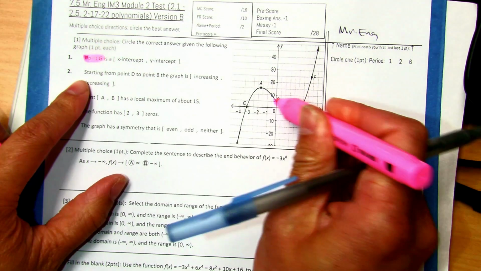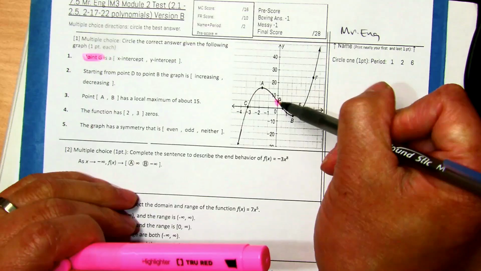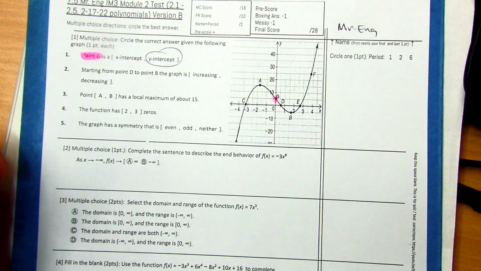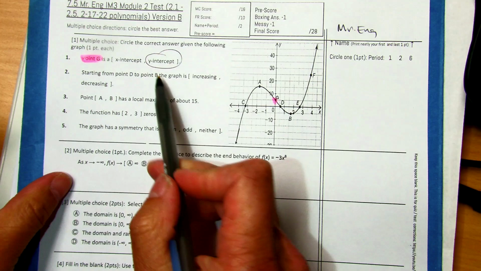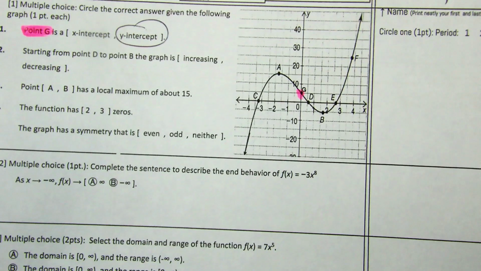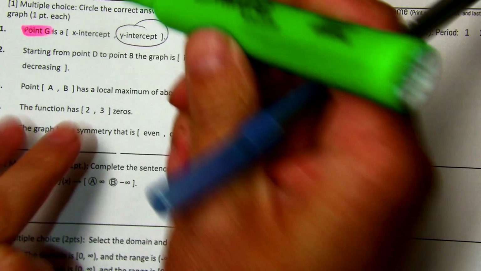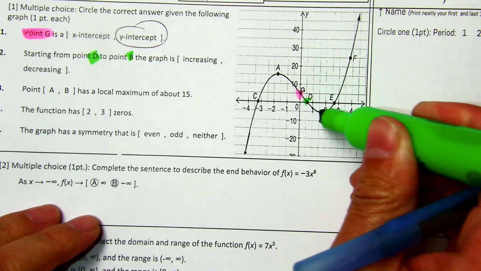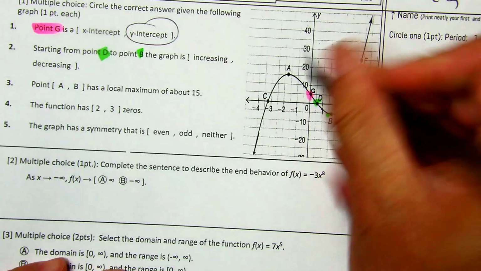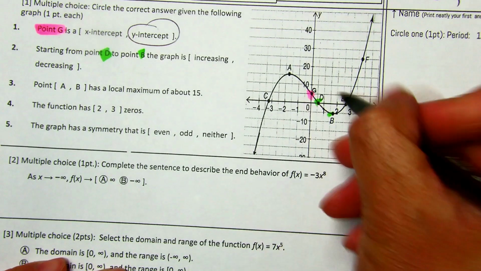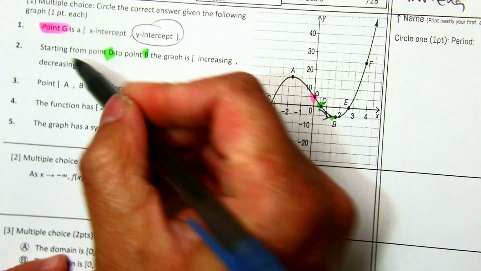G is touching which axis? That would be the y-axis. So that is the y-intercept. A y-intercept touches the y-axis. Number 2, starting from point D to point B. Starting at D to B, I notice going from left to right on the roller coaster, it's going down. So this would be decreasing.